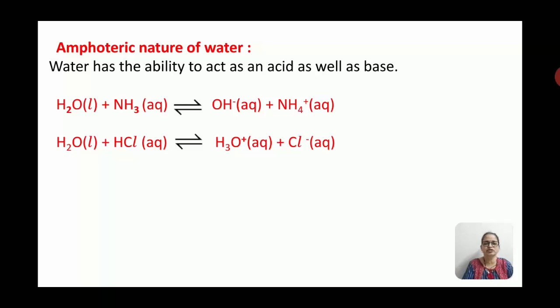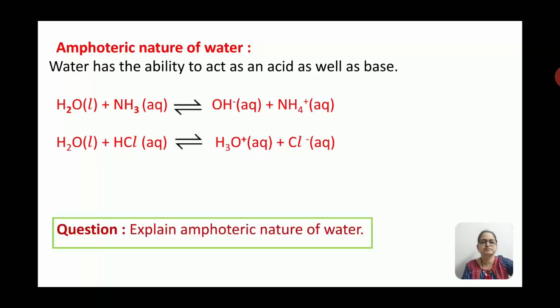While in the second equation, when water reacts with HCl, what is happening? Water is accepting a proton from HCl, hydrochloric acid, and it forms hydronium ion and Cl- ion. So with two different reagents, water is acting differently. In the first equation, it is acting as an acid. In the second equation, it is acting as a base. So water has the capacity to act both as an acid as well as a base. It is known as the amphoteric nature of water. On this, you may get a simple question like explain the amphoteric nature of water.